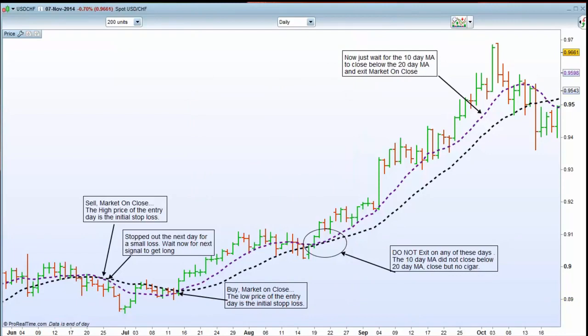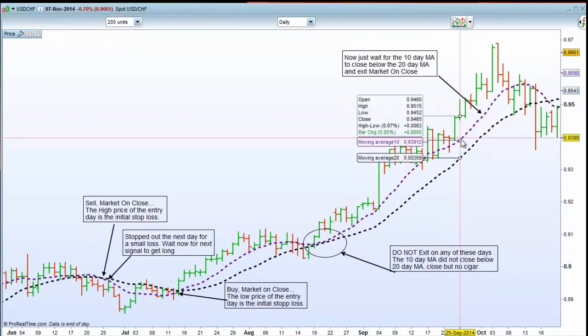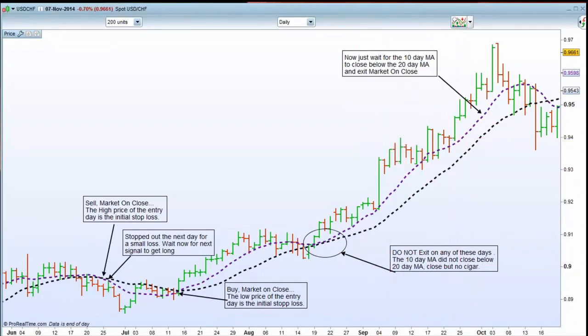Now there's many derivations of the short-term moving average crossover, many different time periods, but I'm showing you the 10 crossing the 20 because that's what most Wall Street traders use.